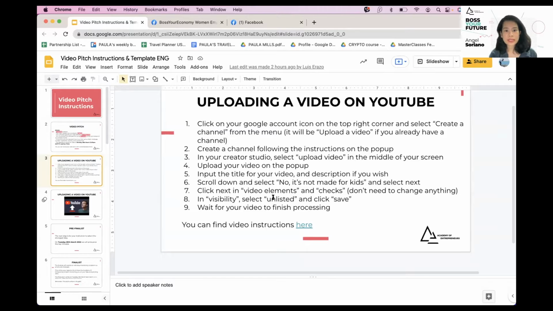Scroll down and select no, it's not made for kids, and select next. Next in the video elements, YouTube will be checking it once you upload a file, so you don't need to change anything. In the visibility, select unlisted and then click save, and then wait for your video to process. Once your video is processed, there will be a video link that you could copy and you could send it over to us as well.